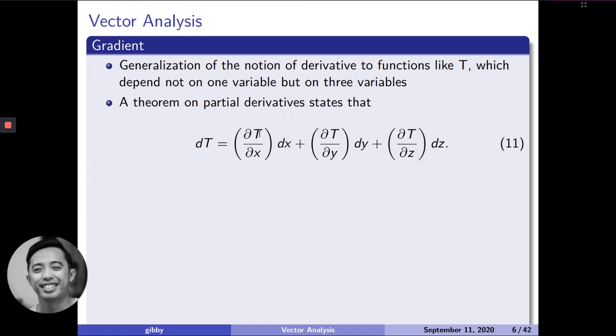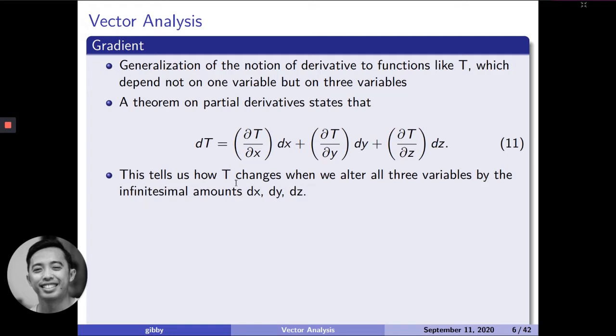Okay, we have partial of T with respect to x times dx, partial of T with respect to y times dy, and partial of T with respect to z times dz. So this tells us how T changes, let's say temperature, when we alter all three variables by the infinitesimal changes dx, dy, dz. So it tells you how much T changes if you change the displacement by a small amount. You have dx, dy, and dz.